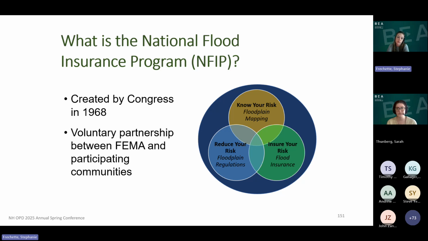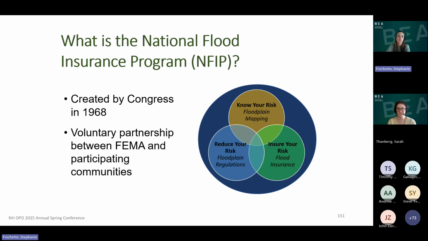Starting with an overview of the National Flood Insurance Program, or NFIP. This is a program that was created by Congress in 1968. It's a voluntary partnership between FEMA and participating communities, where the main goals and objectives of this program are to reduce loss of life and property, reduce disaster relief costs, increase the importance of hazard mitigation, restore and protect floodplains, and make federally backed insurance coverage available.